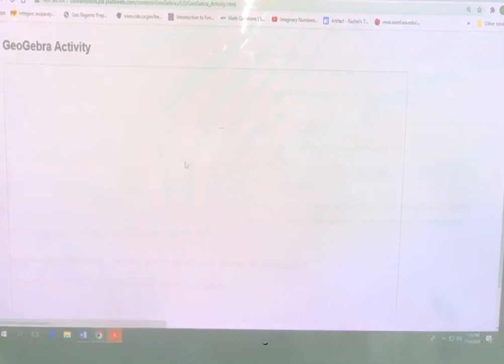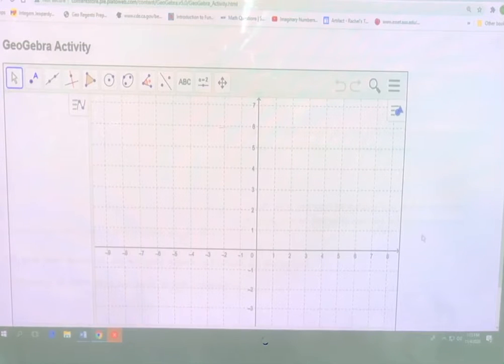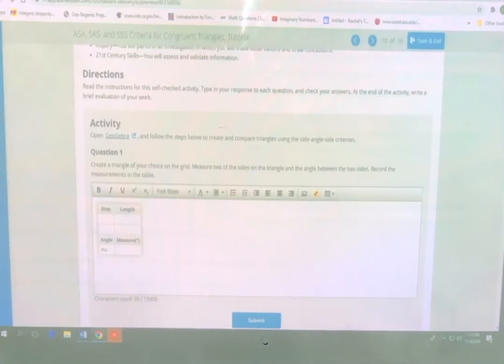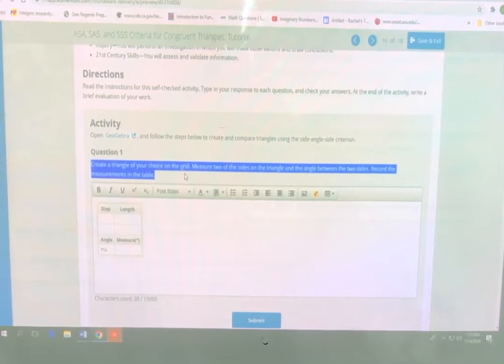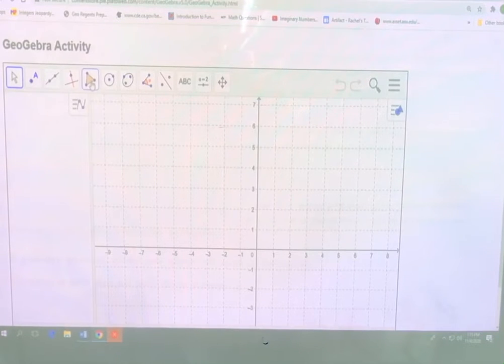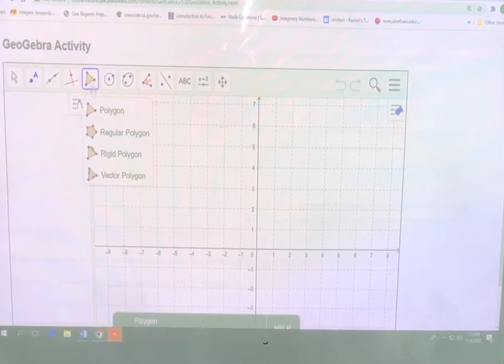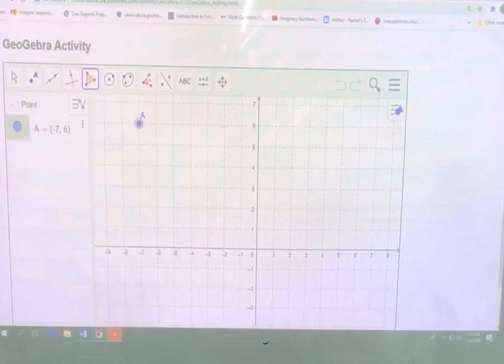So you're gonna open your GeoGebra, it's gonna be blank because you're gonna build your own triangles. So the first thing is create a triangle of your choice in the grid. Measure two sides of the triangle, the angle in between the two sides. Record the measurements in the table. So you're going to use the polygon button. Before we were building them with line segments, use the polygon button. So use the polygon button and anywhere you want, make a triangle.